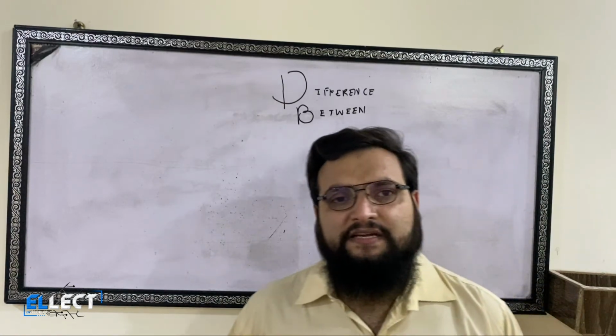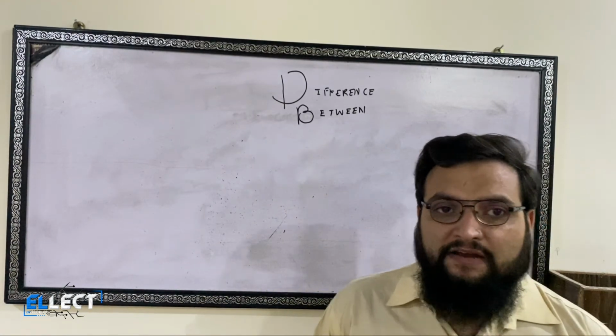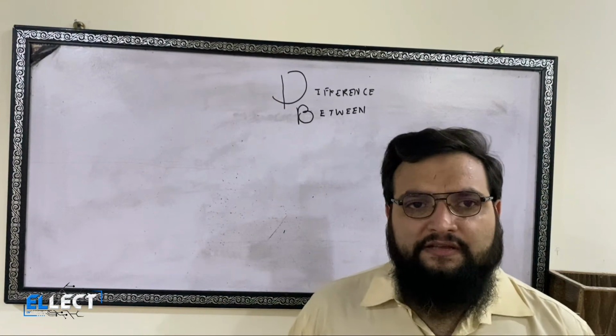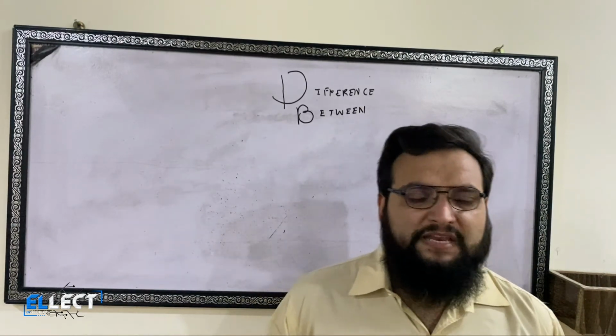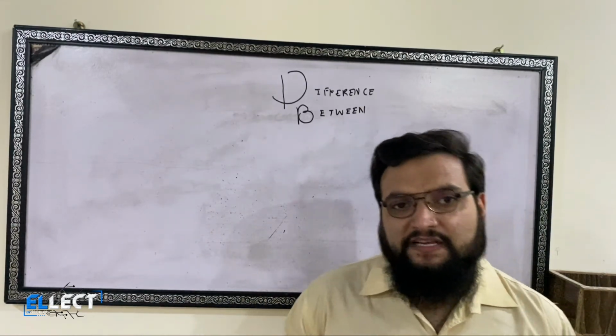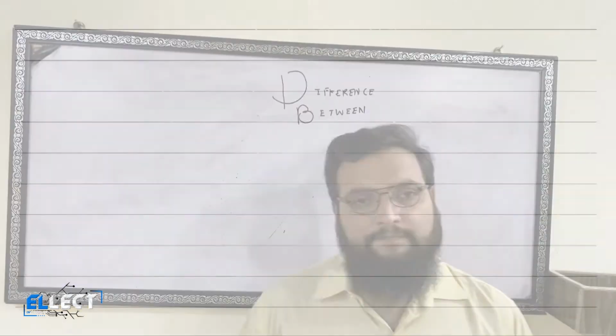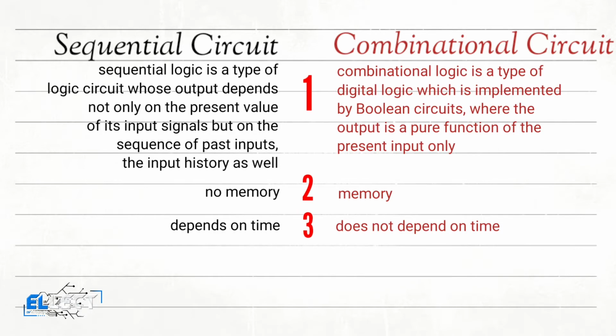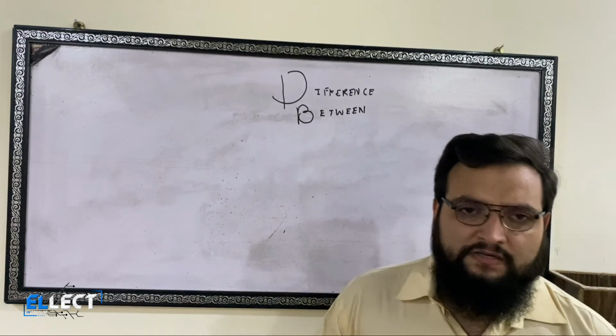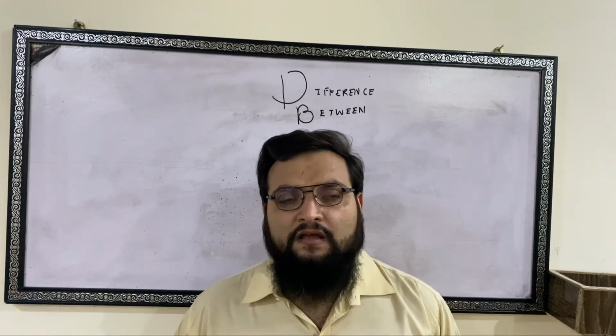So a sequential circuit is a time dependent circuit. It depends on the clock signal, which gives the previous signal, and to get the output it needs the previous, or we can say the past as well as present input to generate the output. Now summarizing that, a combinational circuit does not have memory, a sequential circuit has memory. A combinational circuit does not depend on time or clock signal, while a sequential circuit does depend on the clock signal.